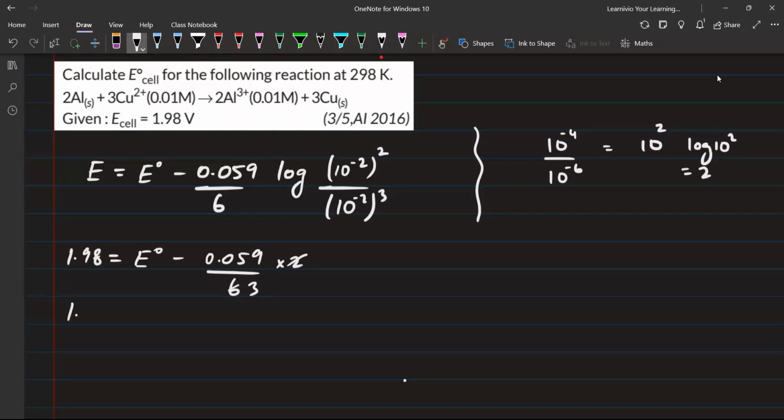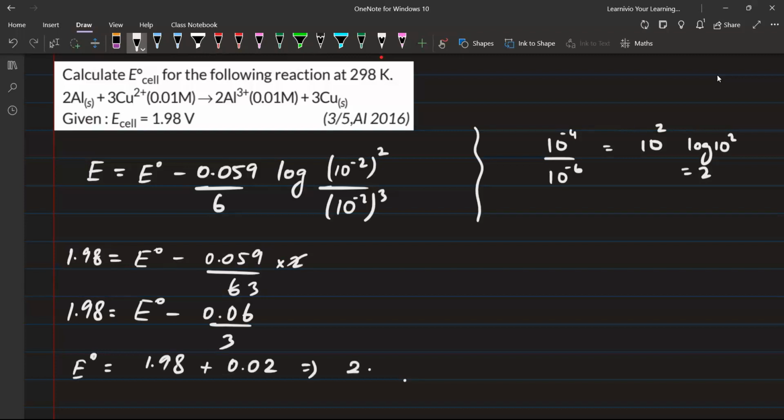If I assume this to be 1.98 is equal to E naught minus 0.06, अगर हम इसको कर लें, divided by 3, then we can say that E naught will be equal to 1.98 plus 0.02. This will be equal to 2.0 volts, है ना? 2.00 हो जाएगा. Yes, sir. Make sense? Yes or no?